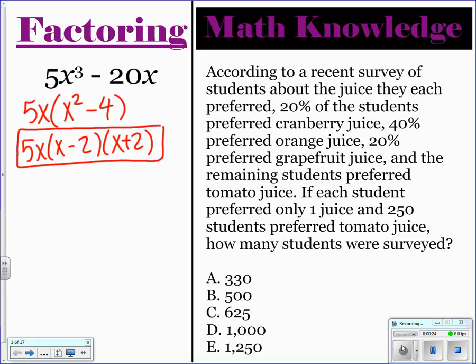For the math knowledge question, it tells us 20% wanted cranberry, 40% orange juice, 20% grapefruit, and then the remaining wanted tomato juice. So 20, 40, 20 is 80. So that means that the remaining that wanted tomato juice was 20%. And it says each student only wanted one juice and 250 preferred tomato juice. Well, 20% of the total is 250. So that means that the total would have to be 1,250, because you basically would just take 250 and multiply it by 5.